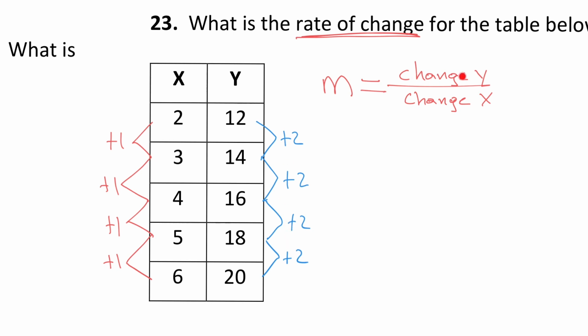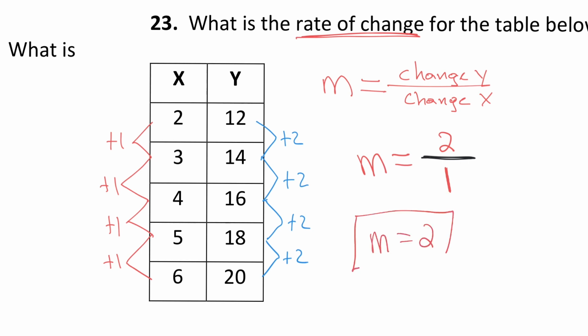But the main thing is, we want to know what is the change of y. Well, the y is changing by 2. Every time you're adding 2, plus 2, plus 2, plus 2. So the top of the fraction for the rate of change or slope, the change of y, is 2 divided by, and the change of x is changing by 1 every time. So you guys have a 1 for the change of x. You guys can simplify 2 over 1. You guys can say m equals 2. So that is the slope of the table or rate of change of that table.